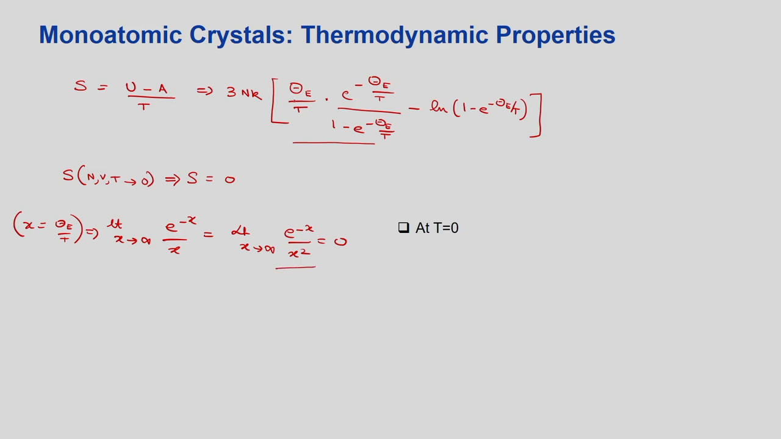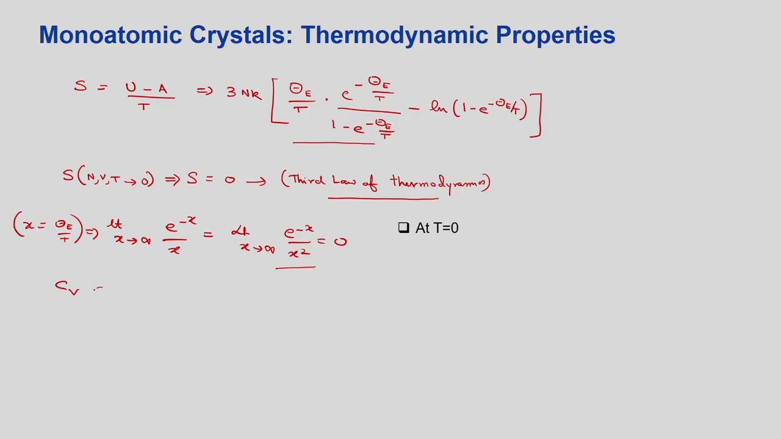So you see there is a theta_E by T, x is there, and e to the power of minus x is there. If you multiply numerator and denominator by theta_E by T, this entire term will go to 0. So overall this term is 0, this is 0, everything goes to 0. That is what it says: it leads to the third law of thermodynamics, that at T equal to 0, the entropy of a perfectly crystalline material is equal to 0.